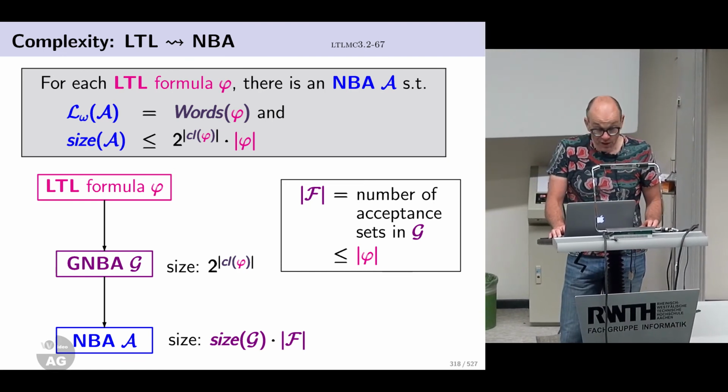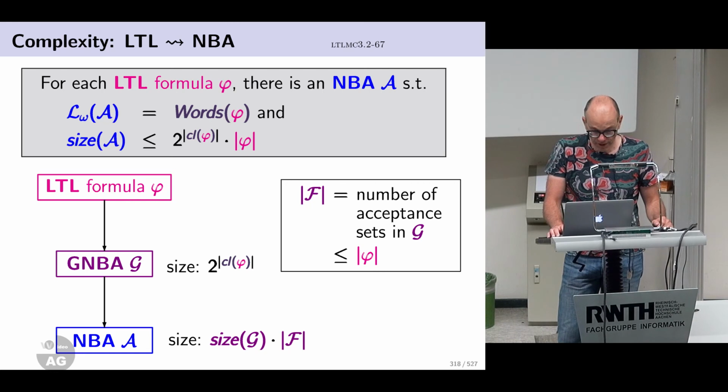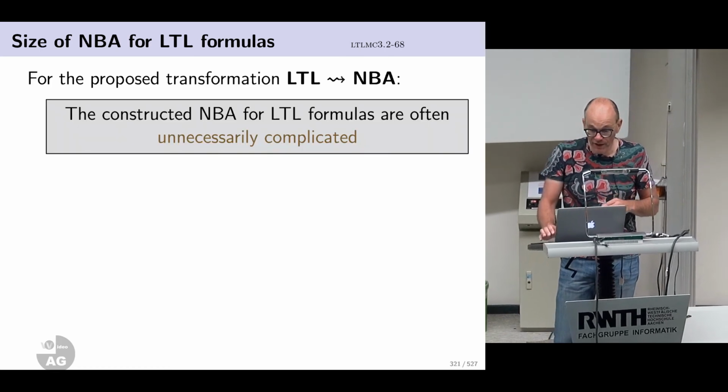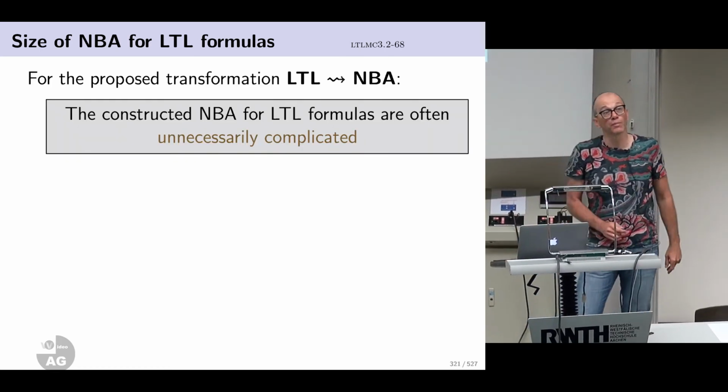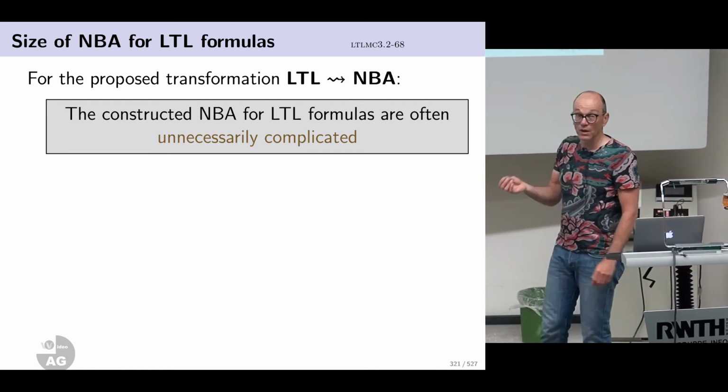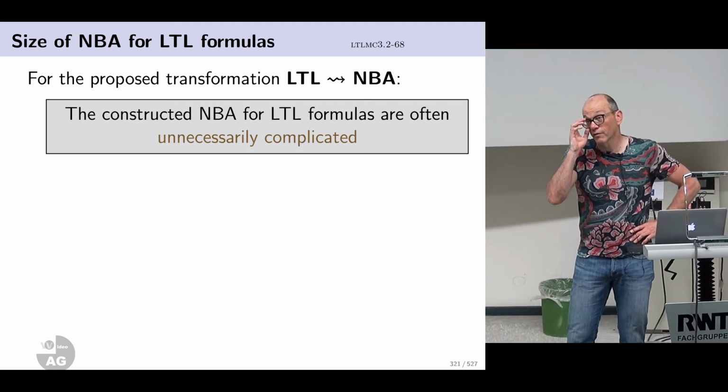Good. So it's exponential in the size of the formula. Good. So we can make some remarks about the size of the NBA. Actually, it's typically unnecessarily complicated. I already mentioned the algorithm I showed you is the one originally by Volpaire and Vardy.